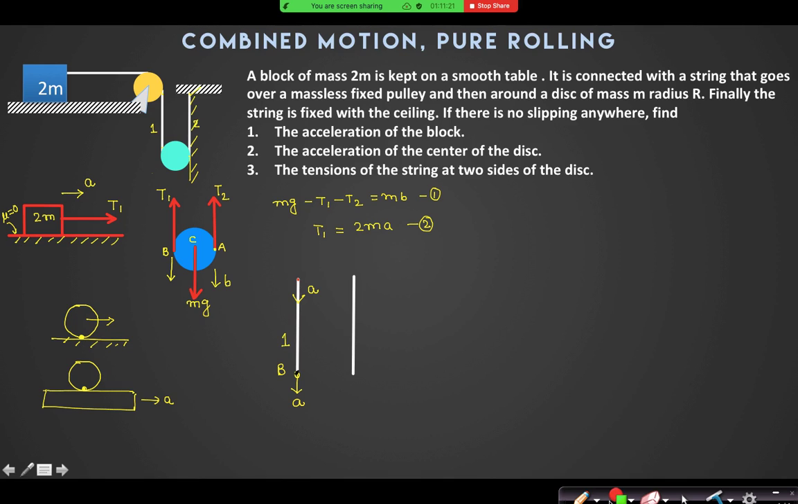Remain the same. Yes, they are on the same part of the string, and the length is not contracting or elongating. So the length becomes the same. Sir, I have one question.